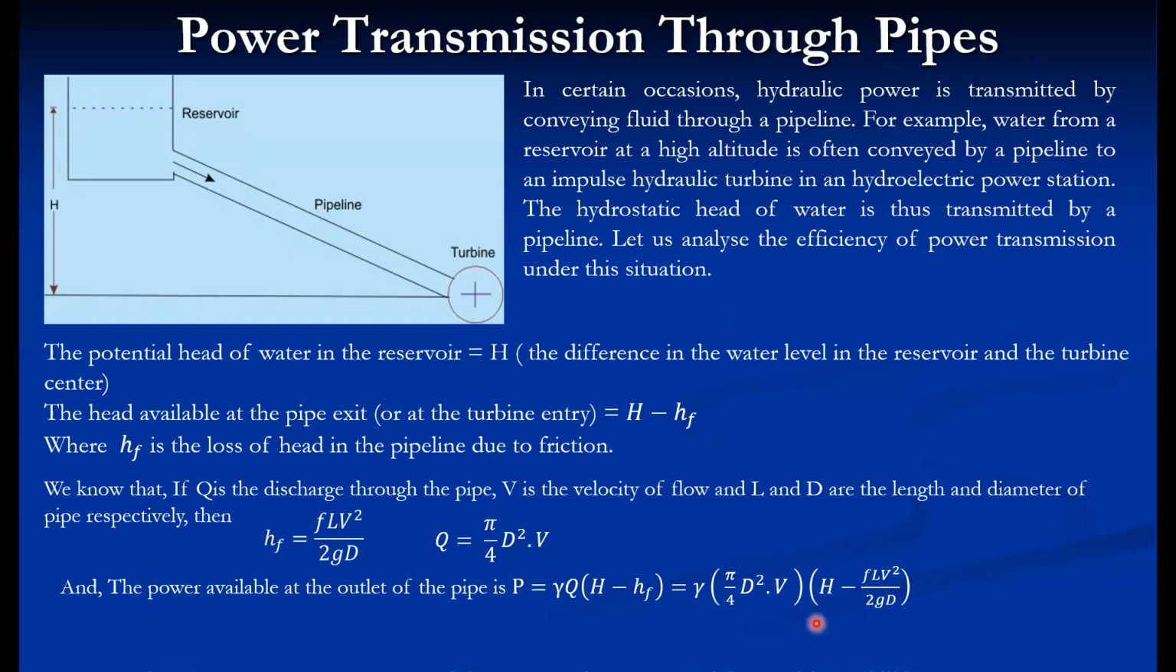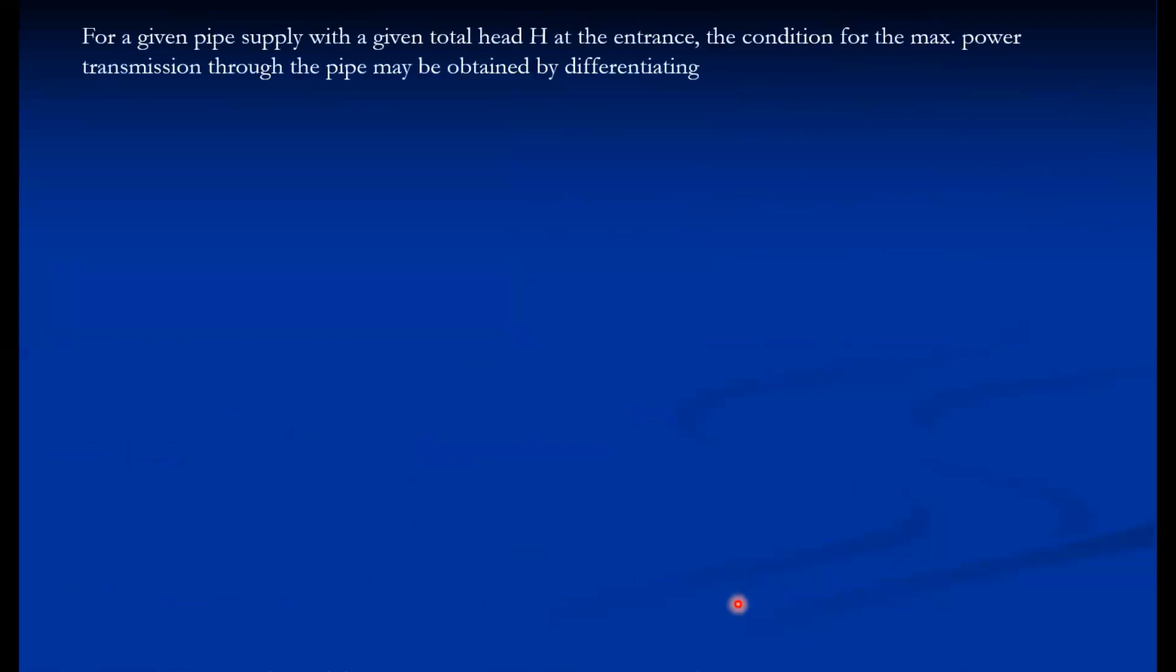So under these circumstances, we can calculate the condition for maximum, that is the relation between H and HF. By differentiating P with respect to V, because V is the only variable in this particular case. For a given pipe supply with the given total head H at the end, the condition for maximum power transmission through the pipe may be obtained by differentiating P with respect to V and equating to 0. So gamma into this is equal to 0.